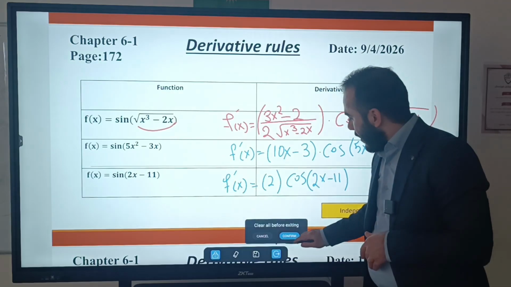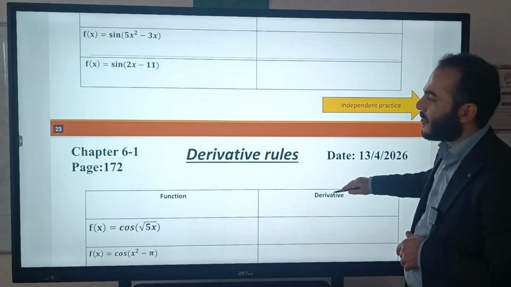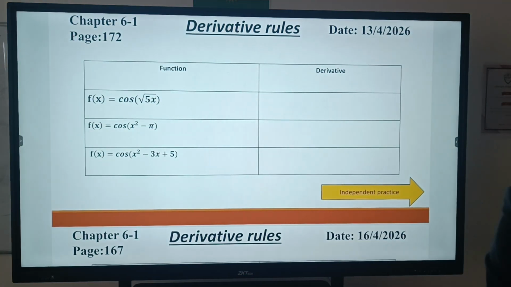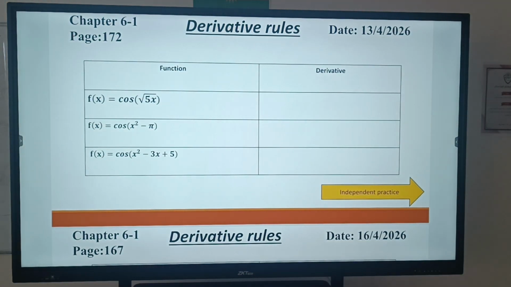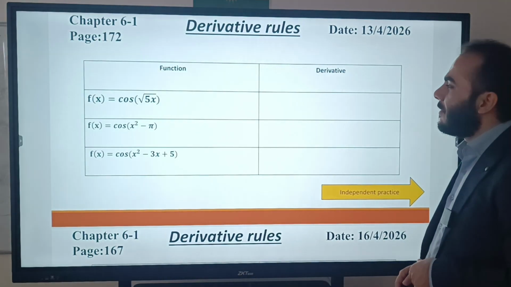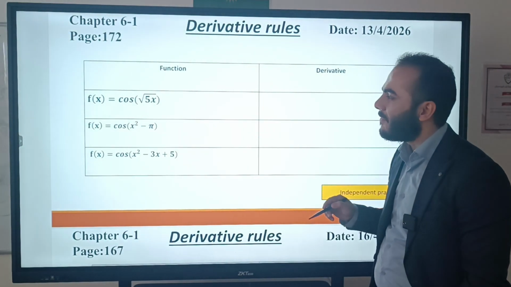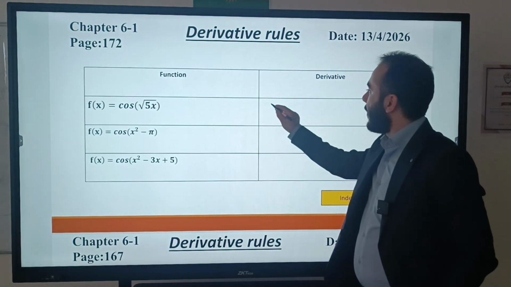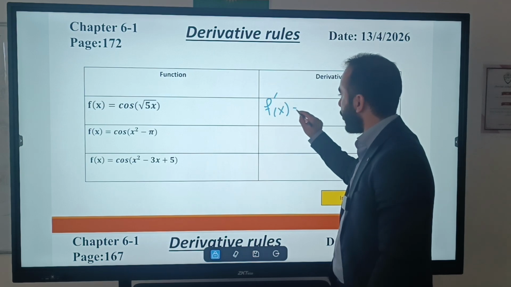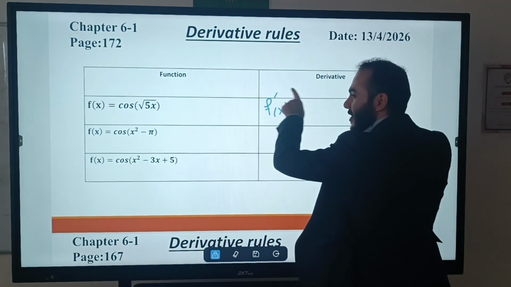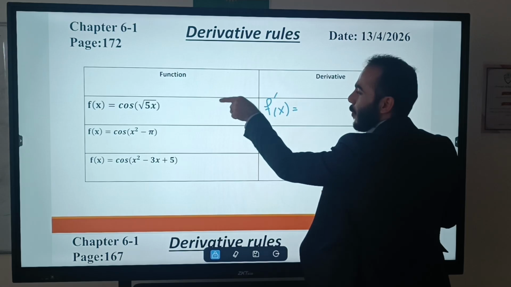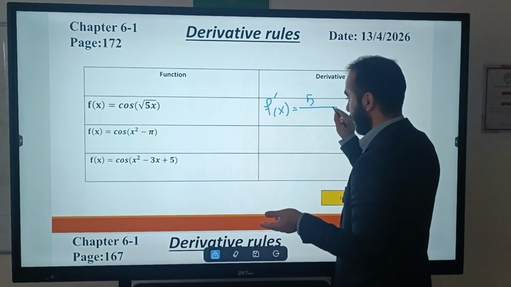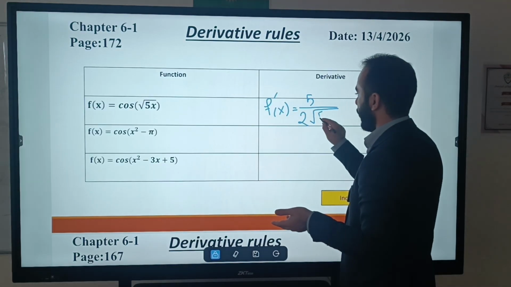Okay, let's move to the next table, a table regarding cosine's examples. Let me see whether it is clear or not. Yes, it is. The derivative of f of x equals cosine of square root of 5x. Well, f prime of x equals the derivative of inside the bracket. So inside the bracket we have square root of 5x. The derivative is 5 over 2 times the same square root, which is 5x.